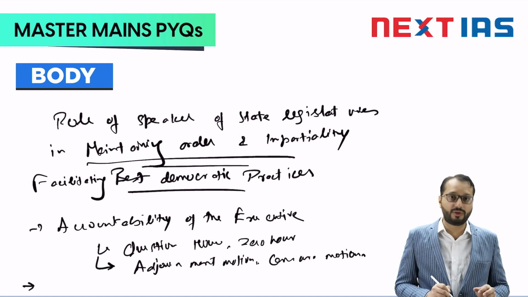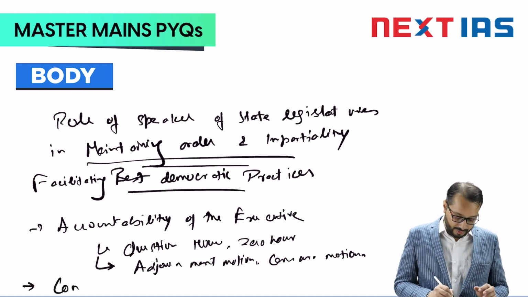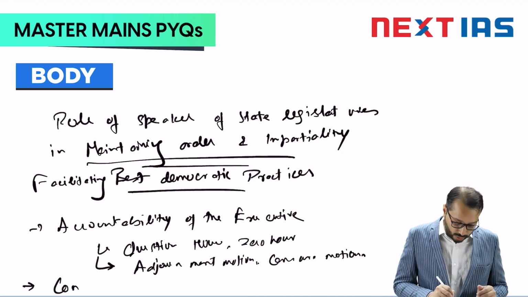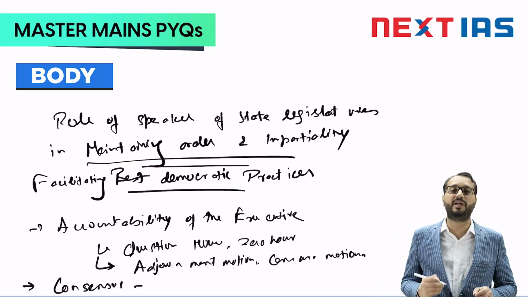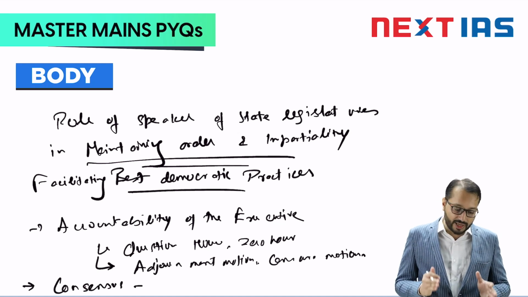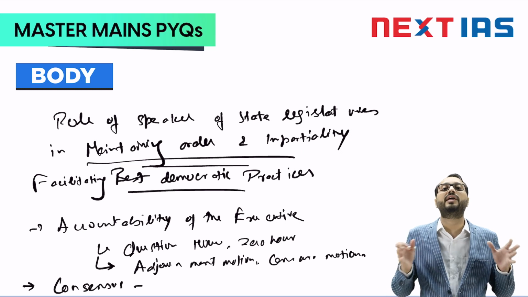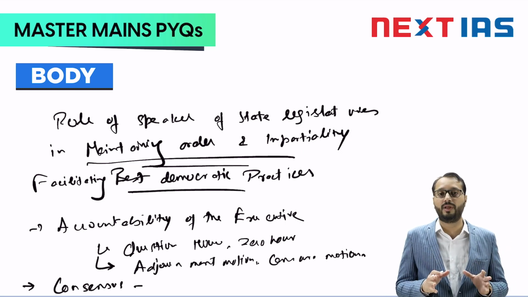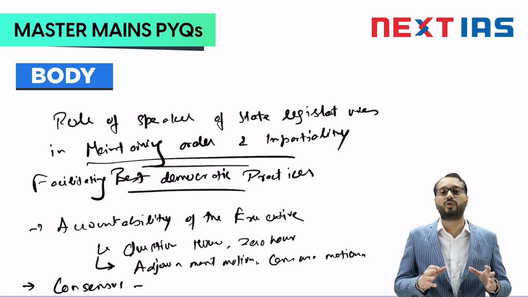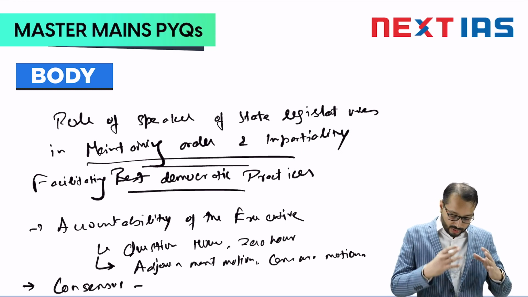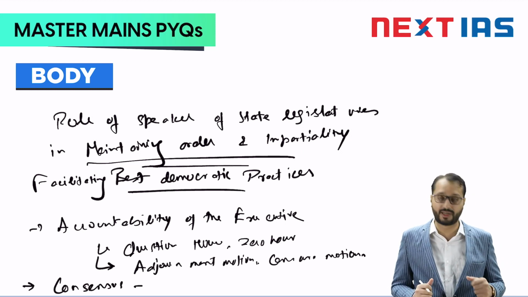Now the next point that you're going to talk about as far as the role of the speaker in facilitating best democratic practices is concerned, he has a huge role to play in consensus building, right? So as far as consensus building is concerned, he holds meetings with leaders of different political parties to discuss the agenda of the house, and he incorporates their viewpoints on what issues to be taken up before the house. So he tries to ensure the inclusivity and the participation of all political voices, right? So this is how he ensures best democratic practices on the floor of the house.